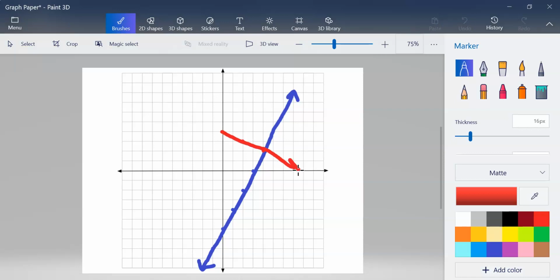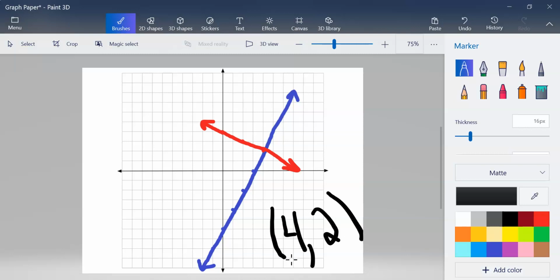My line's right there. Ooh, I didn't draw that real straight. But we see about where it's at here. It looks like it crosses at the point 1, 2, 3, 4, up 2. So it looks like it crosses at the point (4, 2). So we would say our solution to that system of linear equations is the point (4, 2). Okay? And that's what you would write as your answer.